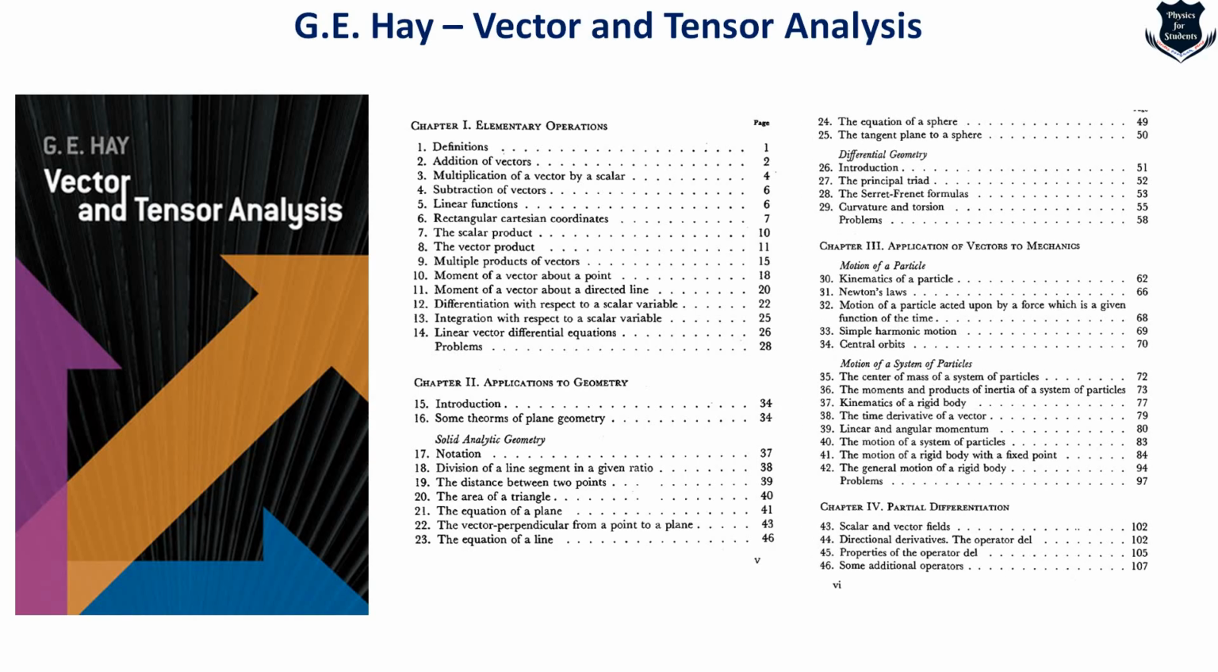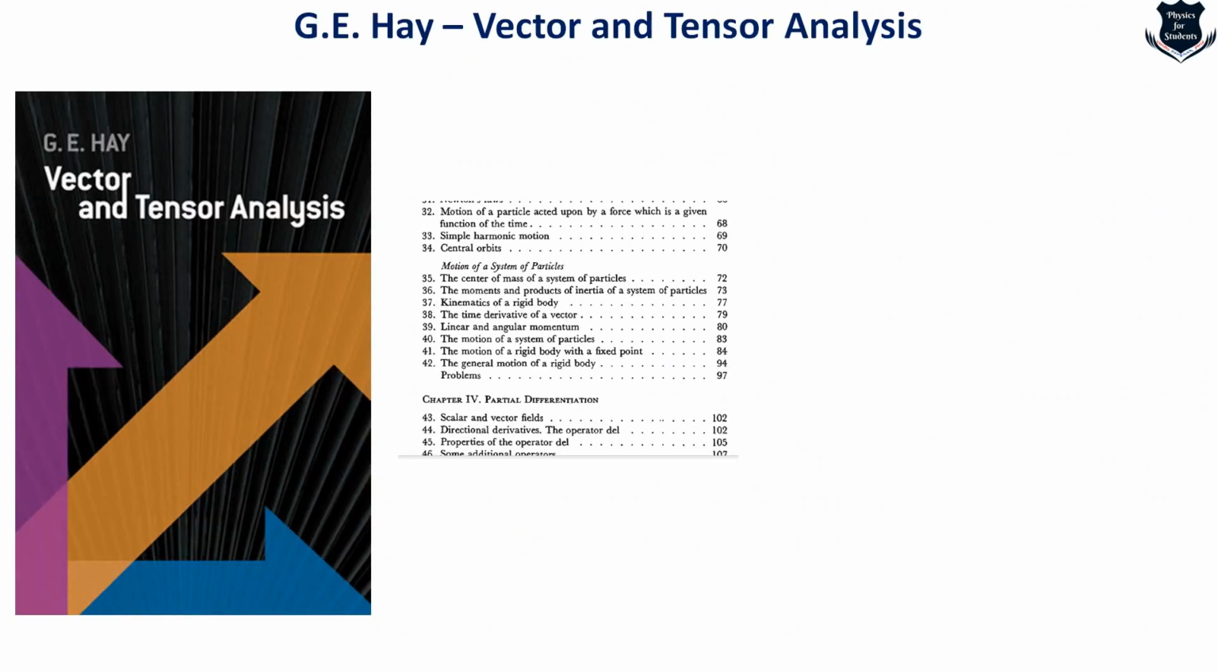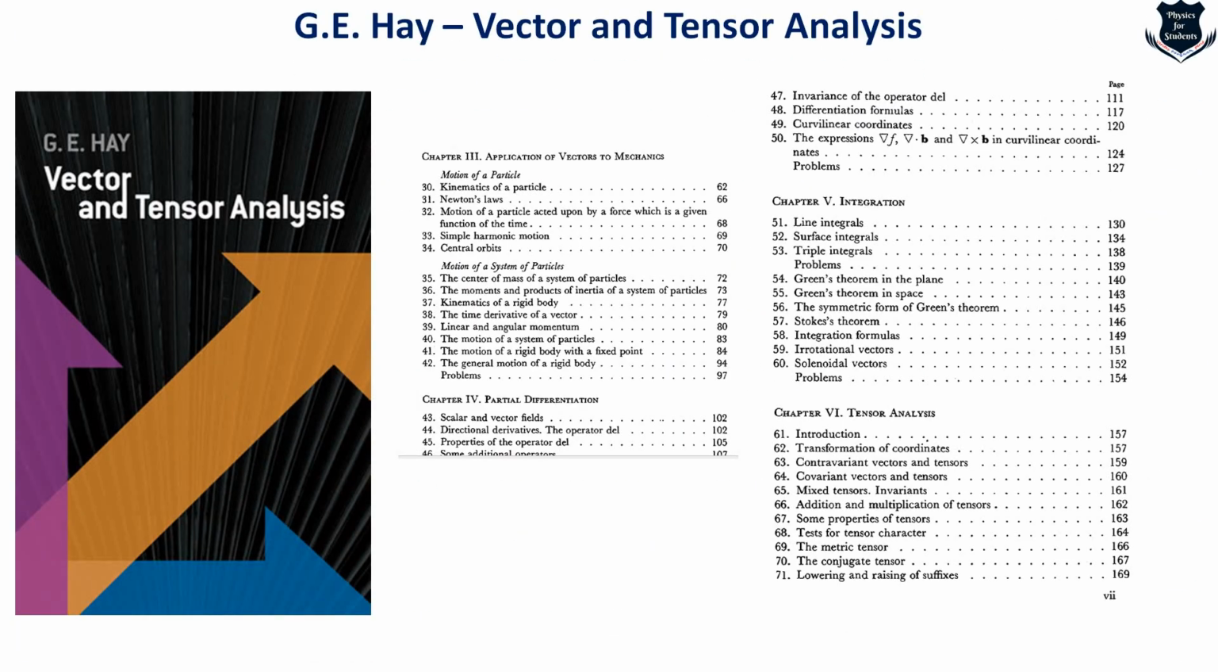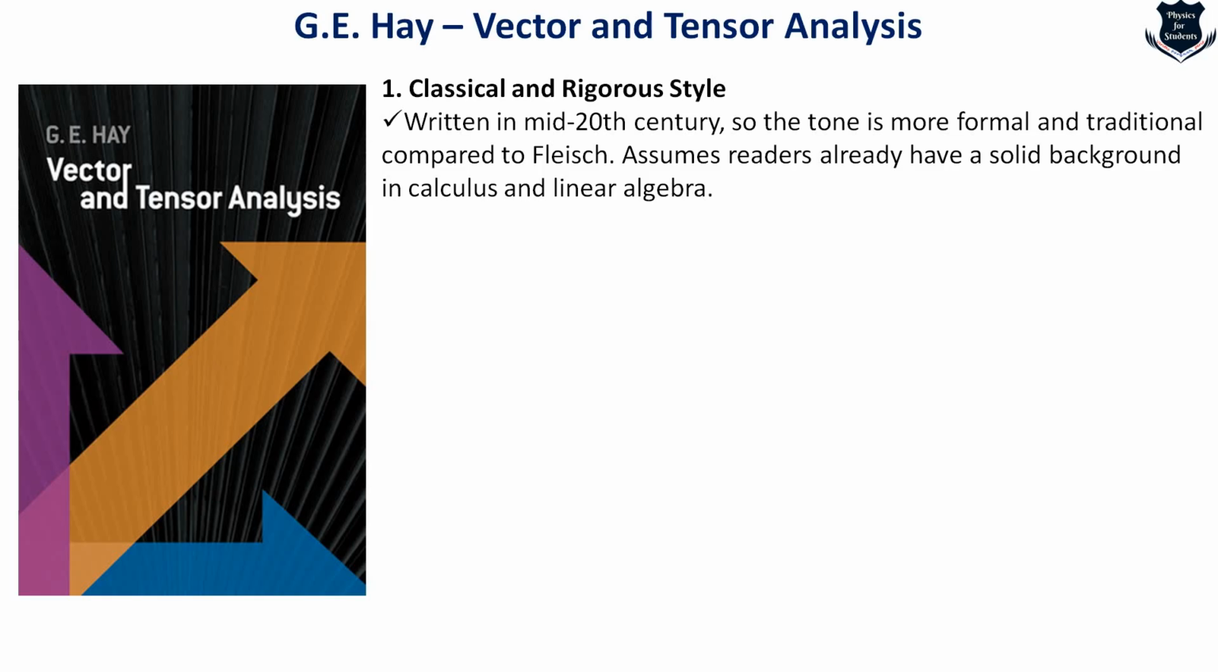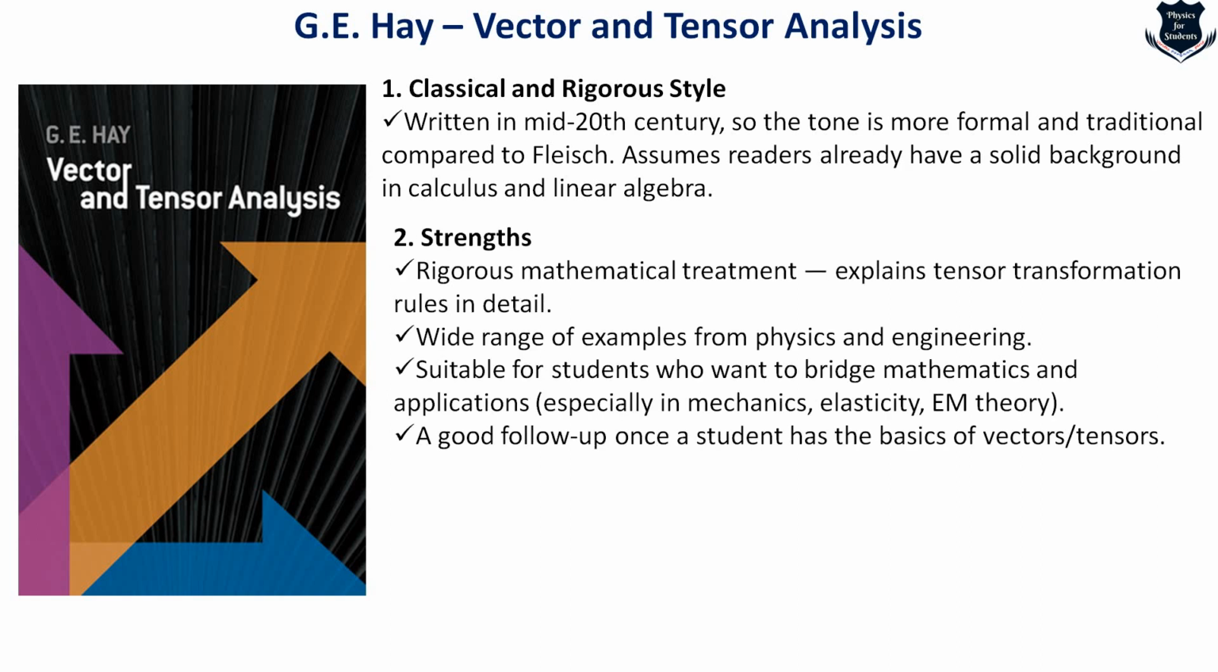It will further go on to build your base in applications of vectors to mechanics, which is the kinematics, the motion of the rigid body, and then it will move to partial differentiation. Here you can see I have highlighted in a red box. This is where the differential geometry part is also taken care of. As you can see, chapter 3 will be on applications, integration, and chapter 6 onwards we take care of tensor analysis. So it is a very good book which takes care of every part of vector analysis. It is a little bit older because it is from the 20th century, and the tone and tradition is not as informal as Fleisch. The strengths are that it is very rigorous in terms of mathematics, with a wide range of examples.